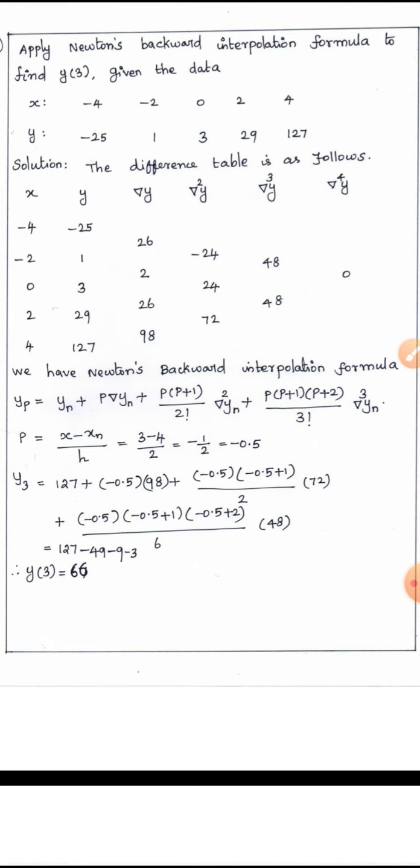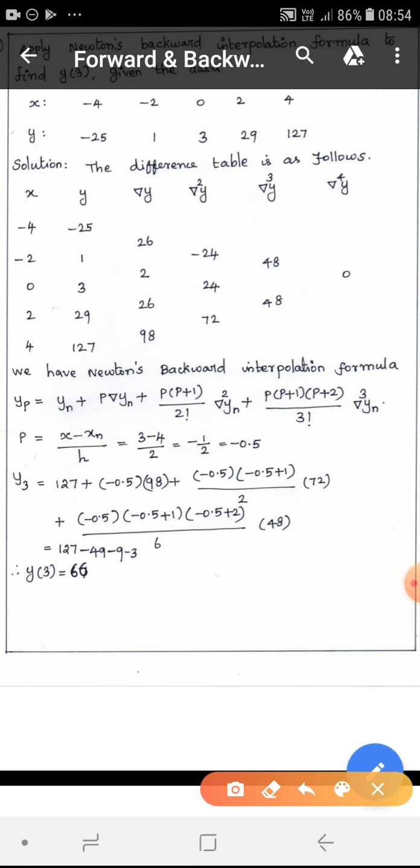X values are -4, -2, 0, 2, 4. Remember, for Newton's forward or backward interpolation formula, x values need to be equally spaced. Here x values are clearly equally spaced. Spacing between adjacent x values is 2.